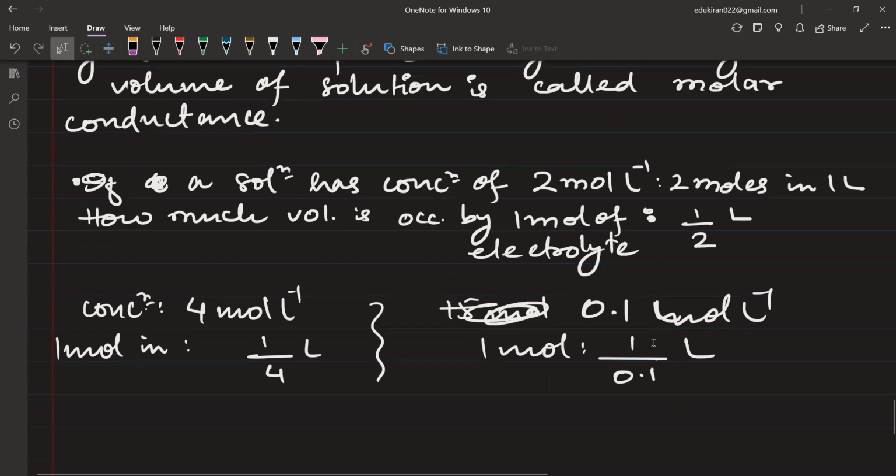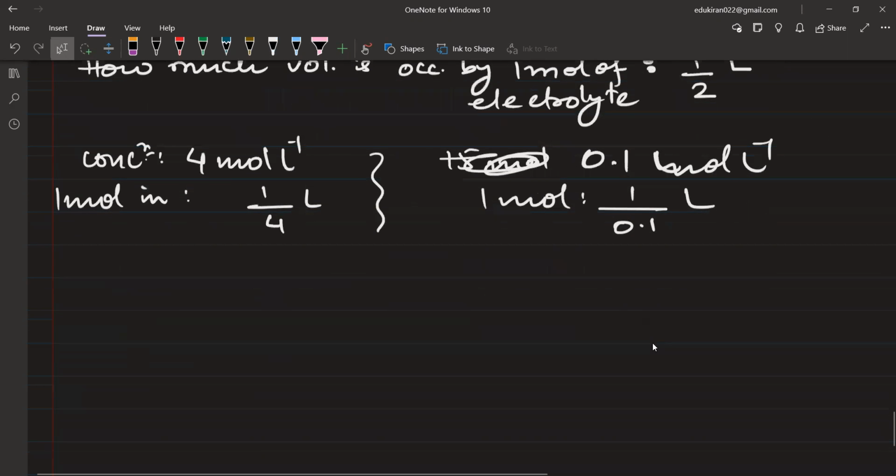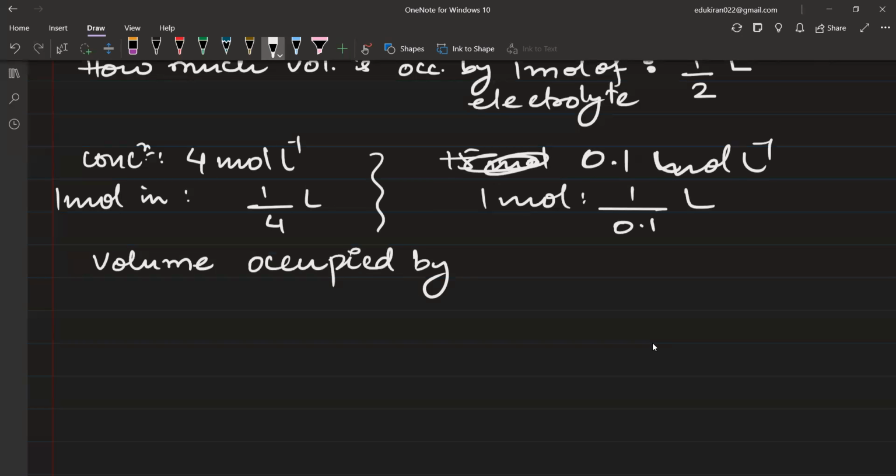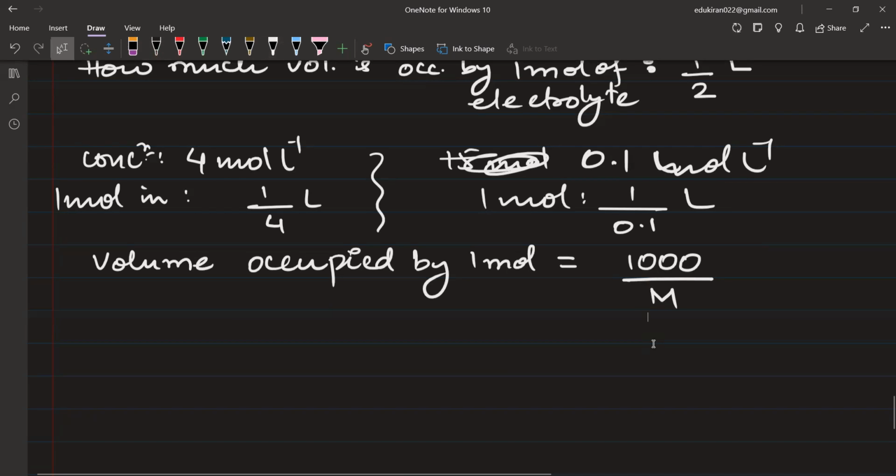Yes sir, it is correct. Okay, so here we can say that the volume occupied by 1 mole is equal to, now since we are doing everything in centimeter, I will not write this. Where is this 1 coming from? This is for 1 liter, so here we will write 1000 centimeter cube. For what is this 1000? For centimeter cube, divided by the molarity. Volume occupied by 1 mole is equal to 1000 divided by molarity.